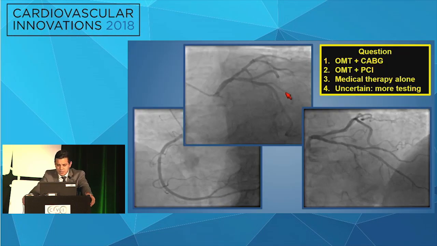So based on this anatomy, I'll ask the panel, what should we do? Do you say 3-vessel disease, think about surgical revascularization, think about single-vessel versus multi-vessel PCI, medical therapy, or more testing? We'll be presenting your thoughts.